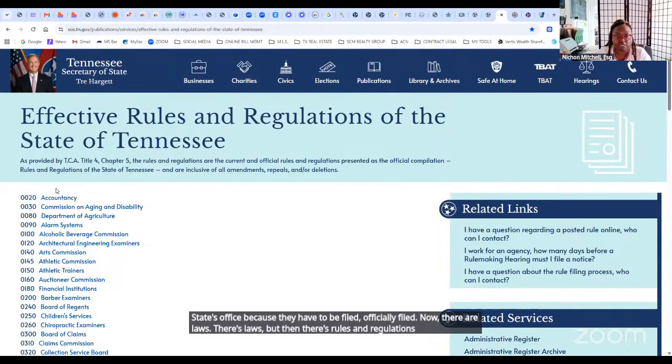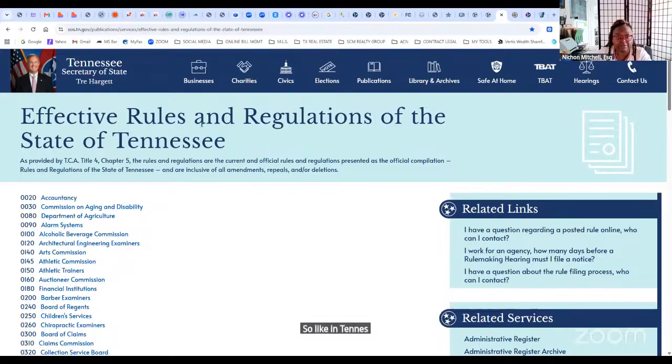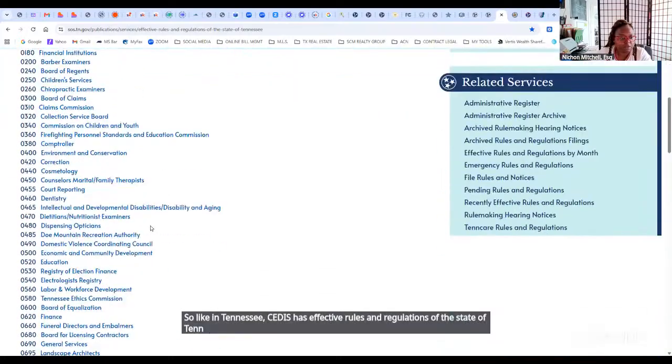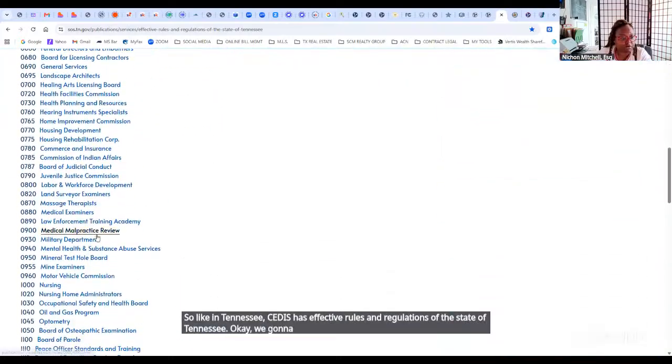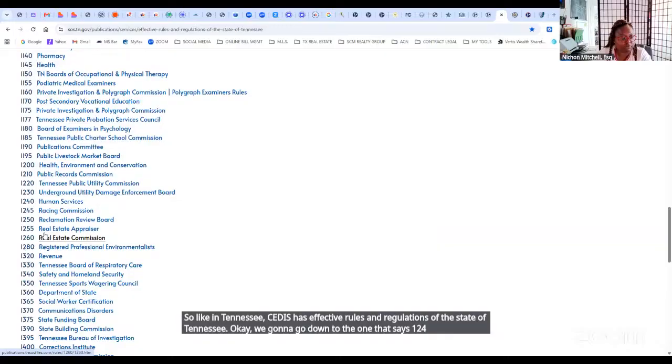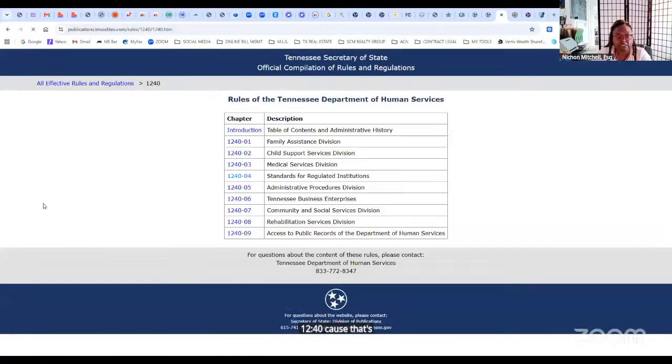The rules and regulations tell you exactly what that state agency is supposed to be doing. So, like in Tennessee, see, this says effective rules and regulations of the state of Tennessee. Okay, we're going to go down to the one that says 1240, because that's where human services is. So when you go here, then they have the rules for family assistance, child support services, Medicaid.